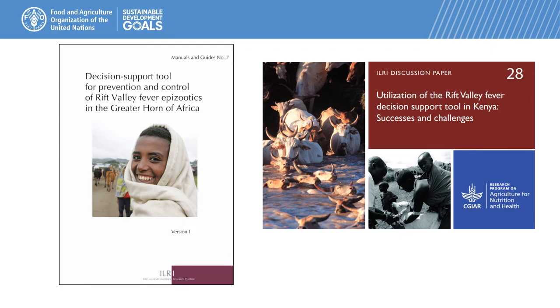In East Africa, there is a lot of information and data, and a lot of work has been done in relation to contingency plans and preparedness. In particular, there is a publication by ILRI and FAO titled Decision Support Tool for Prevention and Control of Rift Valley Fever Epizootics in the Greater Horn of Africa. In this publication, all the phases of the disease cycle are very well described, and recommended actions are associated to each phase. But unfortunately, this information is not digital, not yet integrated into risk maps.